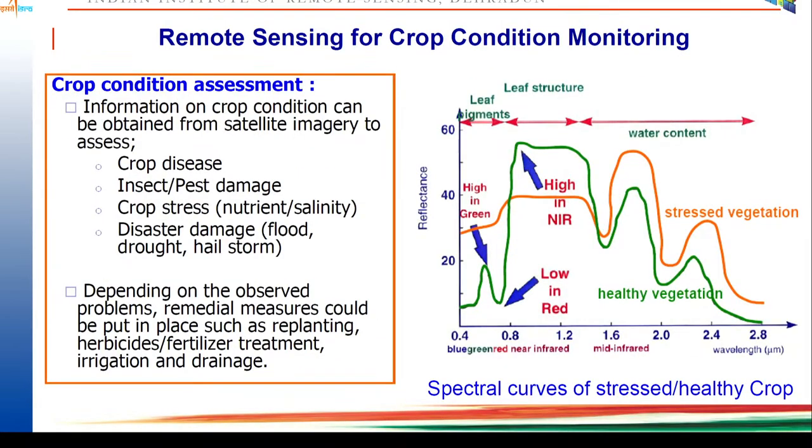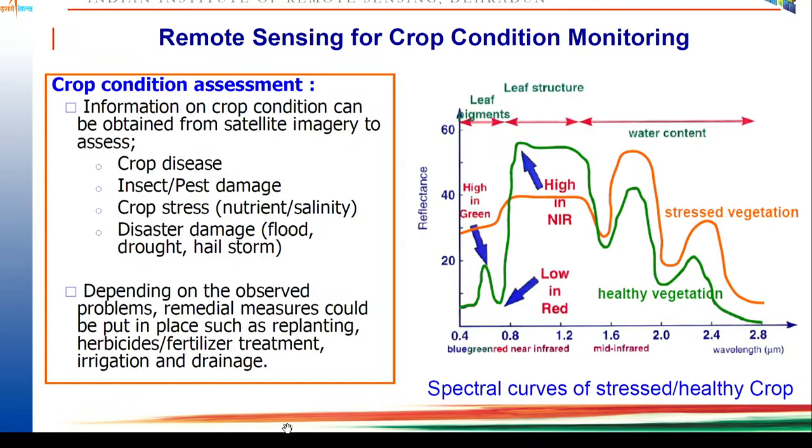Apart from this, crop yield estimation and crop condition monitoring are adequately important. Here you can see stressed vegetation has a different kind of signature in the electromagnetic spectrum, whereas healthy crop has a different signature. Stressed crop has higher reflectance in the short wave infrared band, less scattering in the near infrared, and more reflectance in the visible range. It is reverse in the case of healthy vegetation.